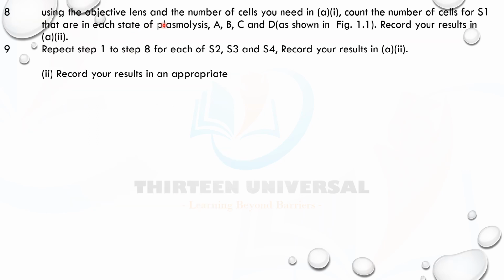Using the objective lens and the number of cells you decided in A1, count the number of cells for S1, which we've been told is 0.5 mol per dm cubed, that are in each state of plasmolysis. The ones A, B, C, and D are shown in Figure 1.1. Record your results in AI. Repeat step 1 to step 8 for each of S2, S3, and S4. Record your results in AII.